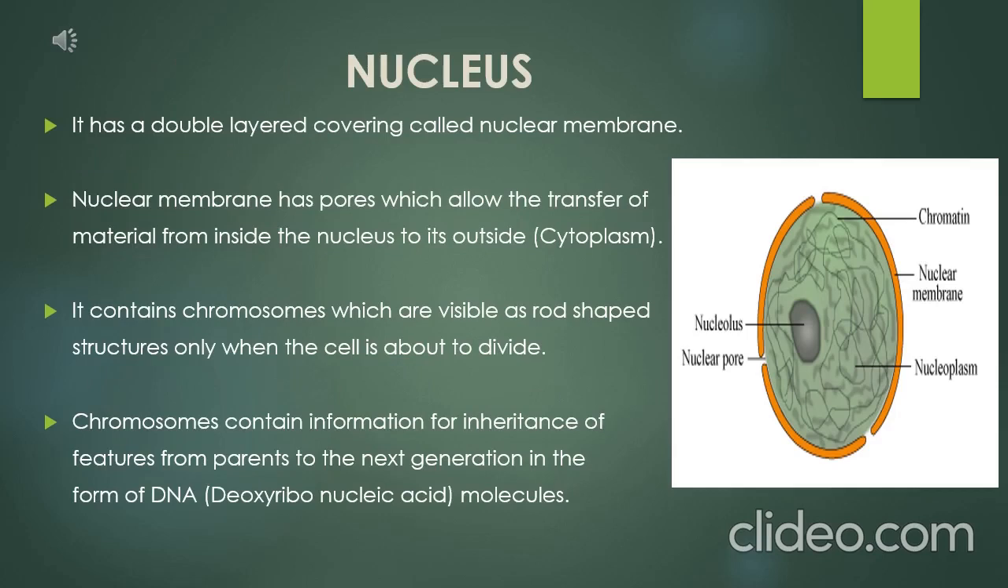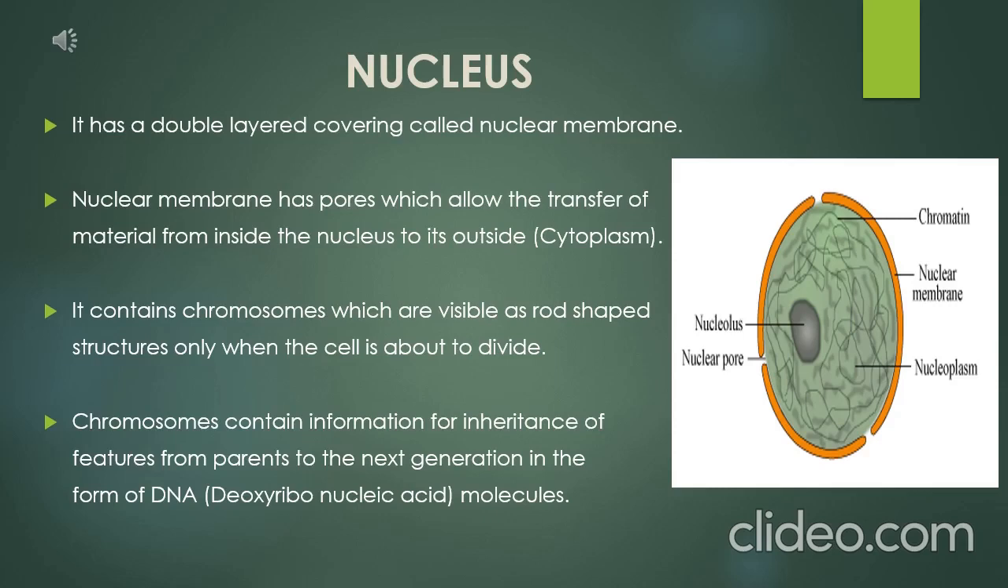As we are doing the components of the cell, we have completed the first component, that is the plasma membrane or cell membrane. Now the second component of the cell is the nucleus. Now what is a nucleus? It has a double layered covering called the nuclear membrane. Nucleus is a spherical structure. It has a double layer covering, meaning its outer covering is made up of two layers. We call it the nuclear membrane because this membrane surrounds the nuclear material.